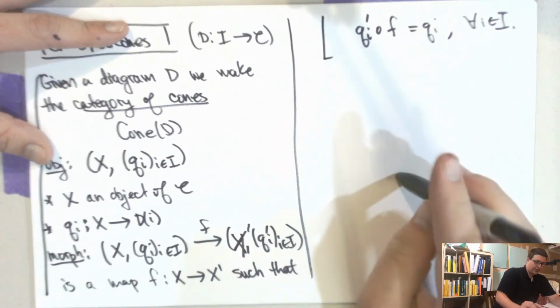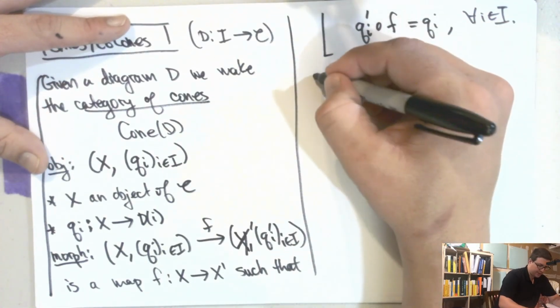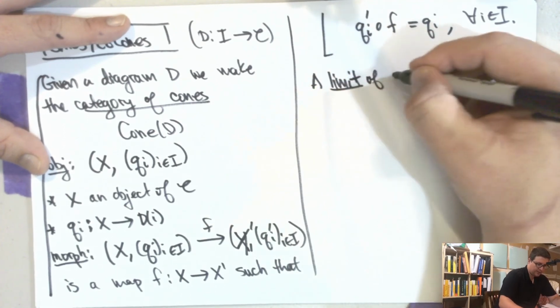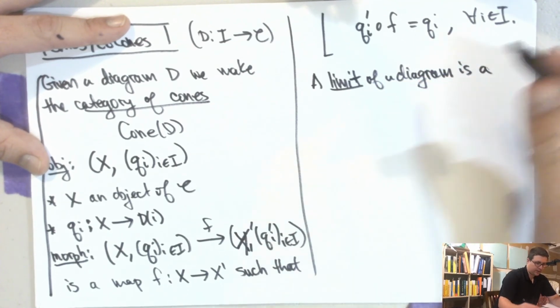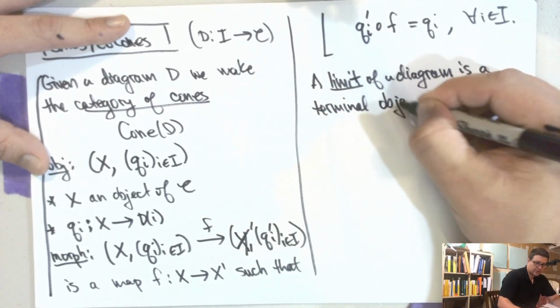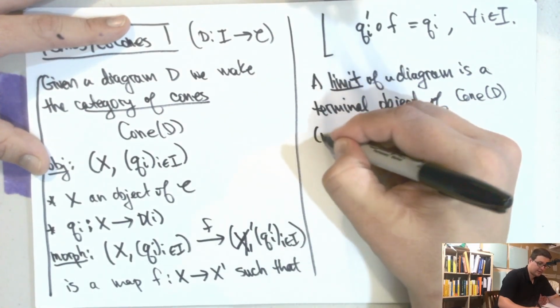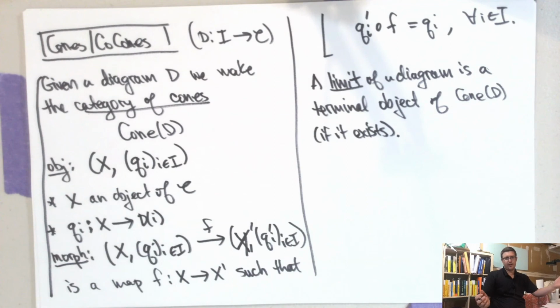So then a limit of a diagram is a terminal object of Cone D, if it exists. The drawings are in the previous video, so maybe this is not so helpful. I mean, you could have written down the definition yourself.